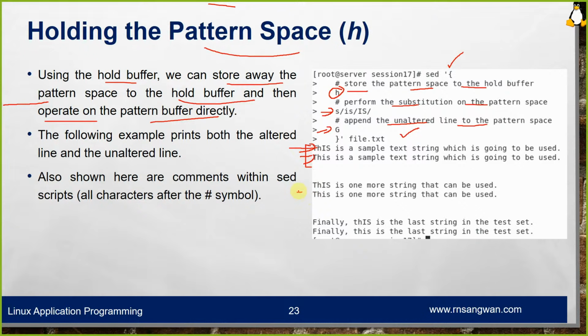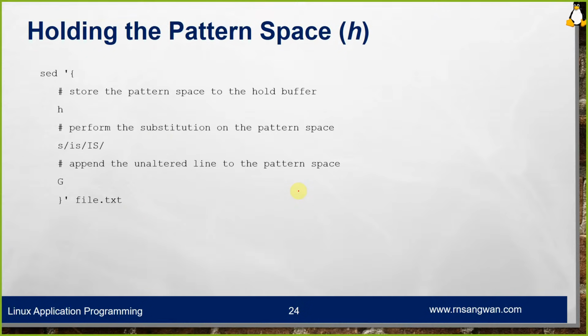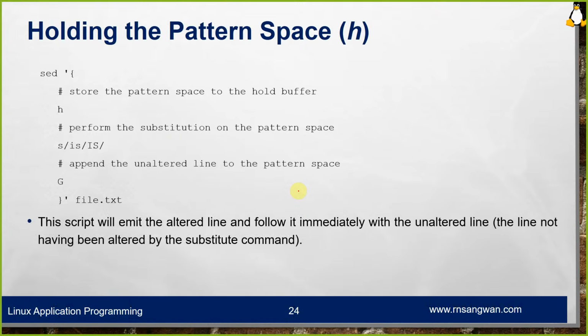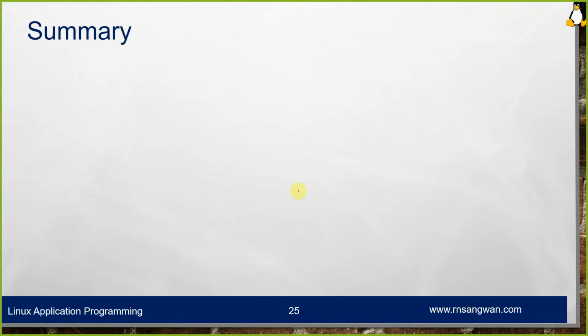The following example prints both the altered line and the unaltered line, changed or unchanged, original line and changed line. Shown here are the commands within the SED script. All characters after the hash symbol are comments describing what the commands are doing. So this is the same command. Store the pattern space to the hold buffer, H, perform the substitution, and then append the unaltered line to the pattern space. The script will emit the altered line and follow it immediately with the unaltered line, the line not having been altered by the substitute command. So, summary.